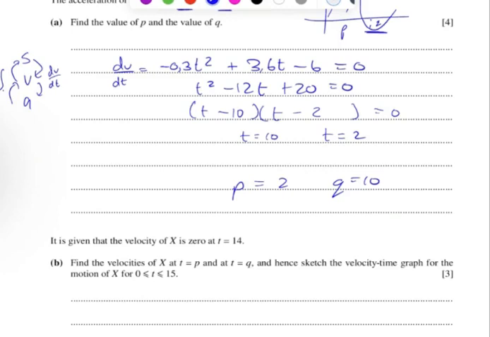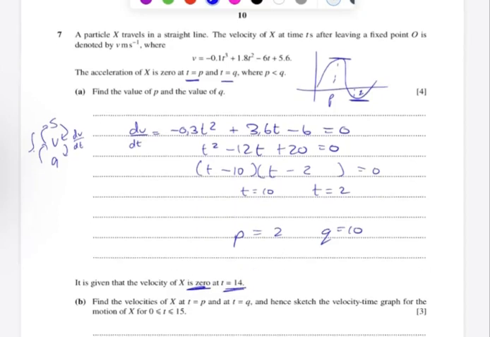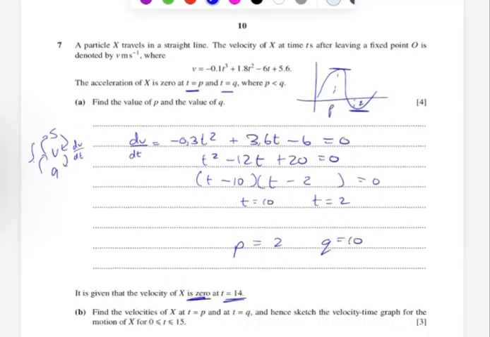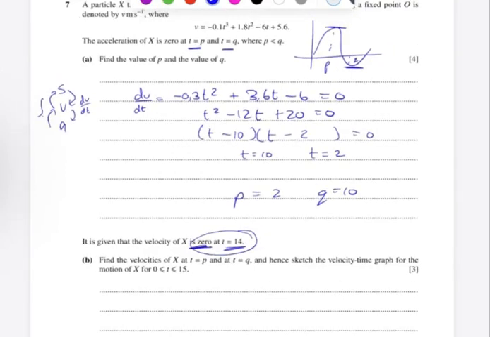Okay, it is given that the velocity of x is 0 at t equal to 14. The velocity of x is 0 when t is 14. Okay, so if I plug in 14, I should be getting 0 as my answer. Find the velocities of x at that and that, and hence sketch the velocity time graph. Okay, so they're basically giving me a time point for when the time is 14. Let's plug in 2, so my velocity at 2.